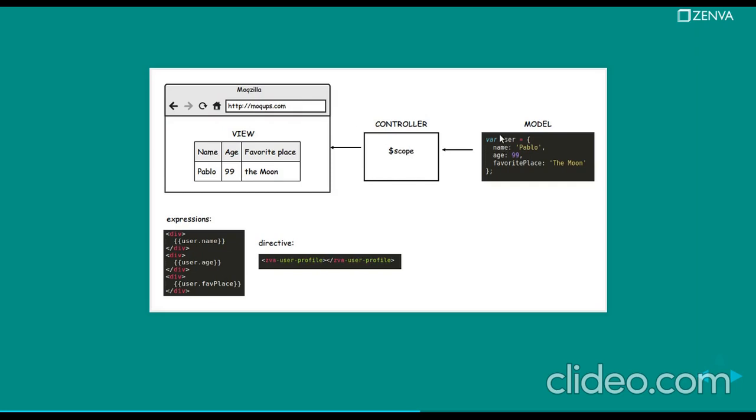So basically, what you usually do is attach your models to your scope, and your scope can be accessed by the view. You can show stuff that's available on your scope. An important concept here is data binding, which can occur both ways. That's why when you read about Angular, you read about two-way data binding.